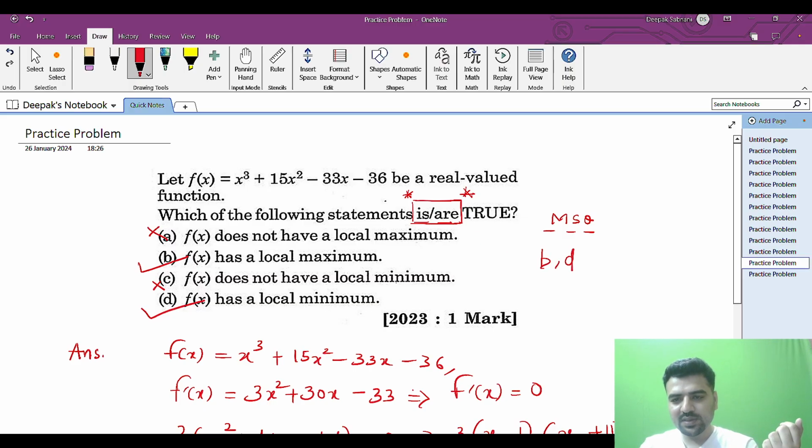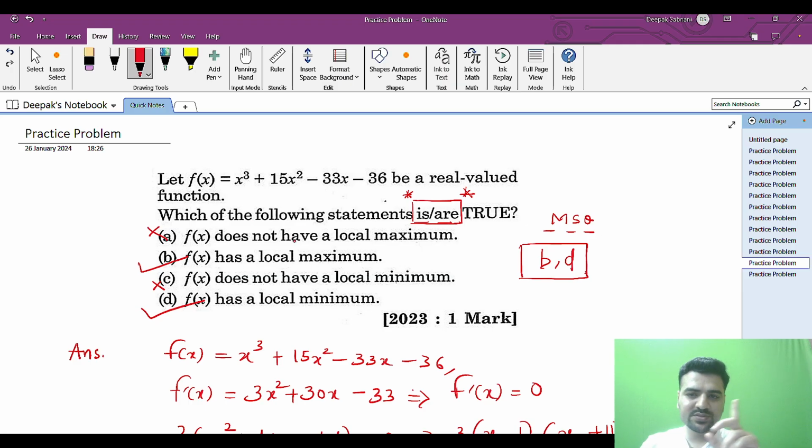B comma D. So please take care in the exam that you read the problem carefully and don't skip any of the answers. If it is an MCQ and you got a maxima, you shouldn't just take it and go away. Be careful. Many students lose marks in exams because of these small mistakes.